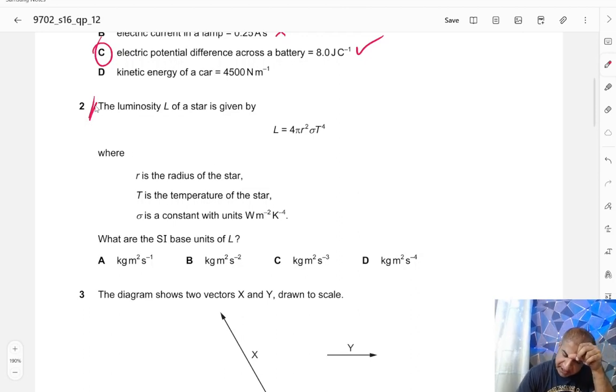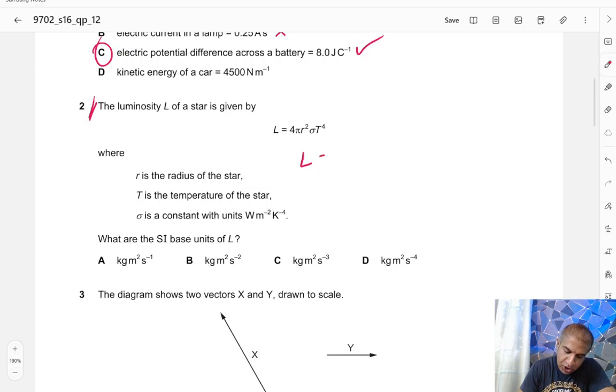The luminosity L of the star is given by the expression we have. I'm not going to read that expression. R is the radius, T is the temperature of the star, and sigma is a constant with units watt per meter square k raised to power minus 4. What are the SI base units of L? Let's derive these units and see where we stand.